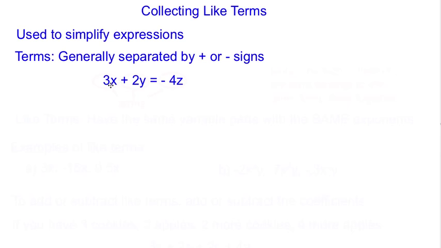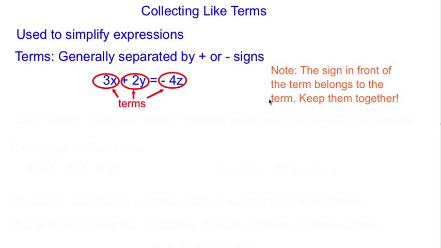So here's a mathematical expression. It's an equation, has an equal sign. 3x plus 2y equals negative 4z. All three of these parts that are circled are terms. The 3x is a term, the positive 2y is a term, and the negative 4z is a term. Now, one thing to note here is that the sign in front of the term belongs to that term. So make sure you keep them together, and you'll see why in a moment.